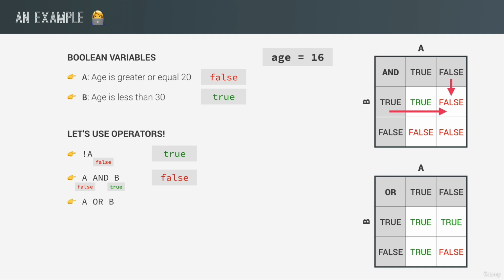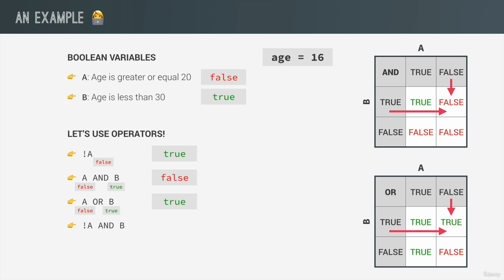Now we have a or b, and so let's check out the truth table in this case. And so in this case, we actually get true. And so this shows that it is enough for one variable to be true for the whole expression to be true as well.